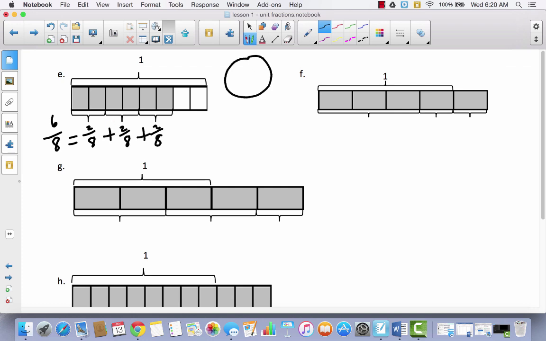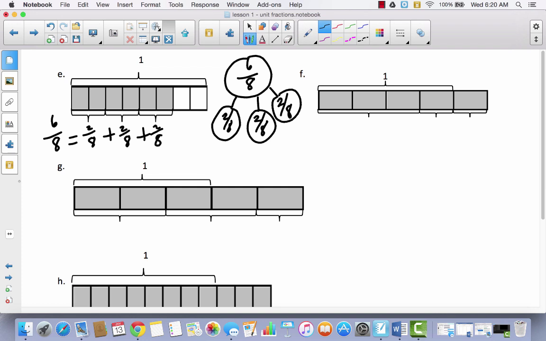And my number bond would look like this, 6/8. And I'm going to break this down into 2/8, 2/8, and 2/8.